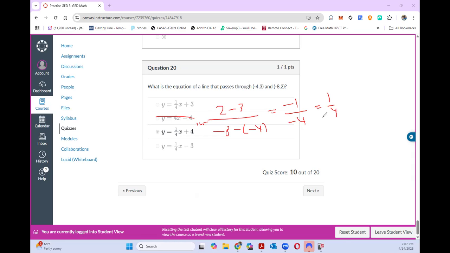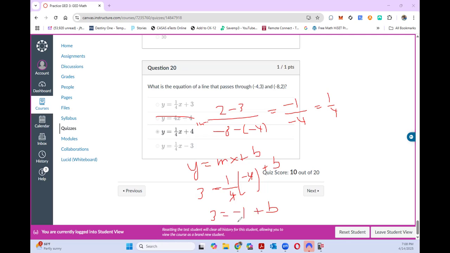I'm going to take a point. Since I know my slope is 1/4 and I have to multiply by x, it doesn't matter which one I pick. I'll take (-4, 3). y equals mx plus b. My y is 3, my m is 1/4, my x is -4, plus b. The two fours cancel. I get 3 is equal to -1 plus b.